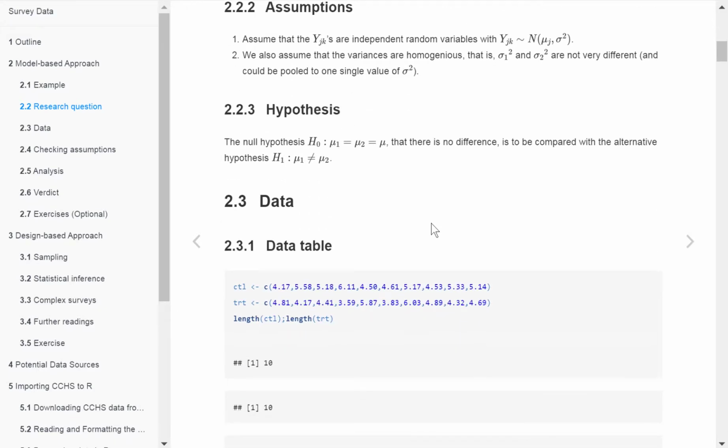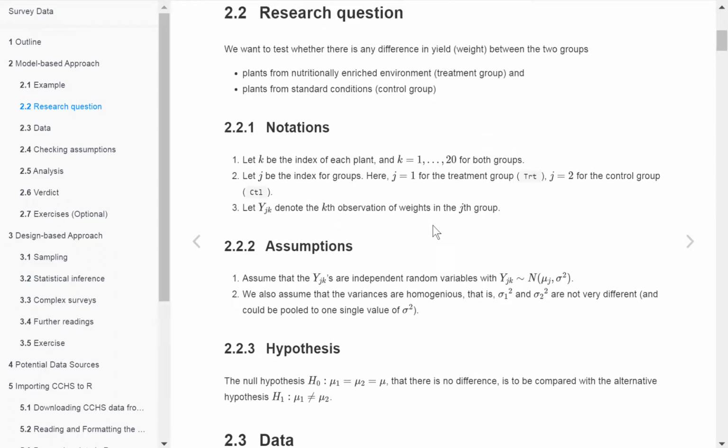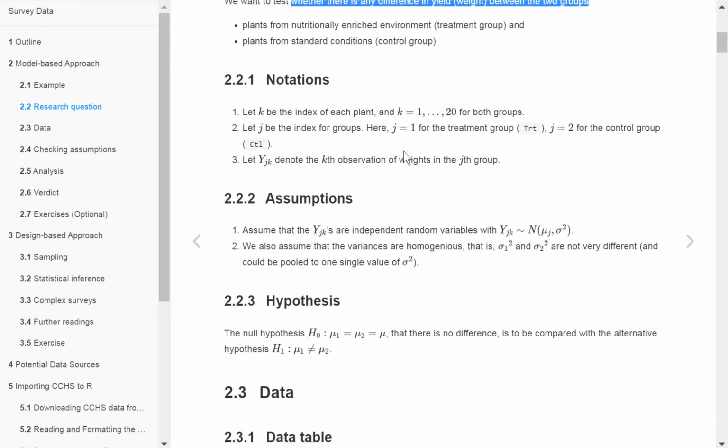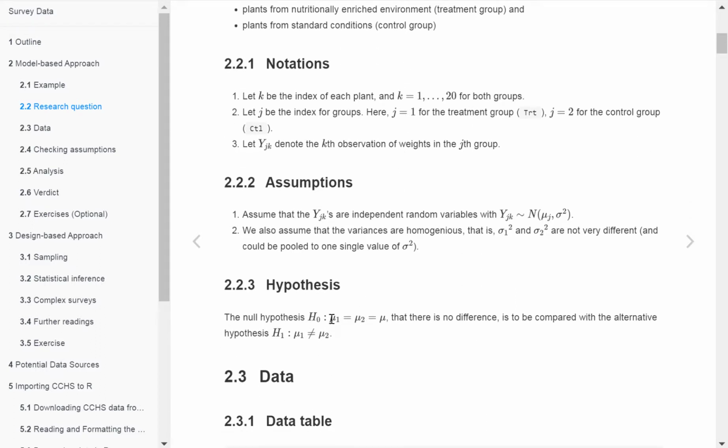So the hypothesis that we want to test, remember what was the research question? The research question was whether there is any difference in yield between the two groups. What are the two groups? The treatment group and the control group. So the hypothesis is that the mean of the yield in the treated group and the mean of the yield in the control group are the same, equal to some specific mu, and the alternative hypothesis is that they are not the same, right?